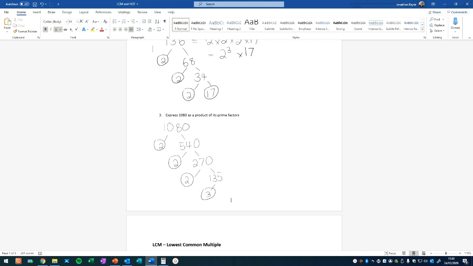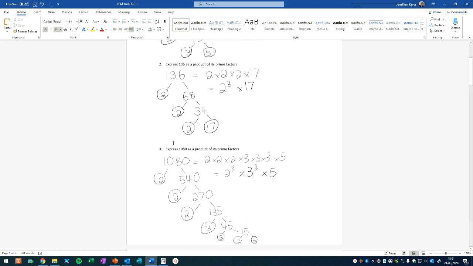Goes in 45 times, I think. 3 goes into 45 again. 15, and then 15 is 3 times 5. So 1080 expressed as a product of its prime factors would be 2 times 2 times 2 times 3 times 3 times 3 times 5. Or a shorthand way of writing it would be 2 cubed times 3 cubed times 5. Okay, so hopefully you guys are sort of getting the hang of how to do a tree diagram now.